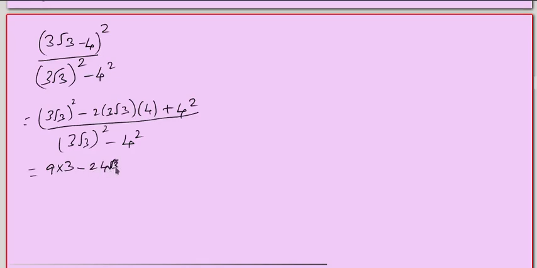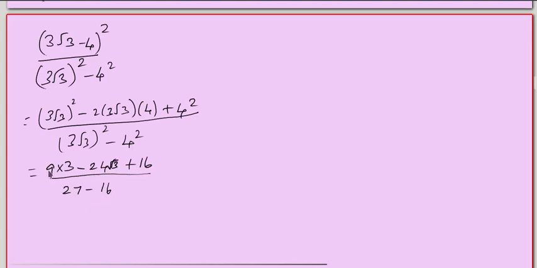So 24 root 3 plus 4 square becomes 16 divided by, the denominator is 3 square root 3 square. 3 square is 9. Root 3 square, root and square will get cancelled, you get 3 only. So 9 3s are 27 minus 4 square becomes 16.